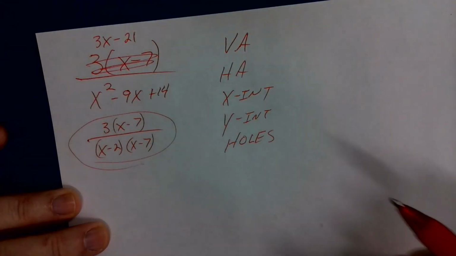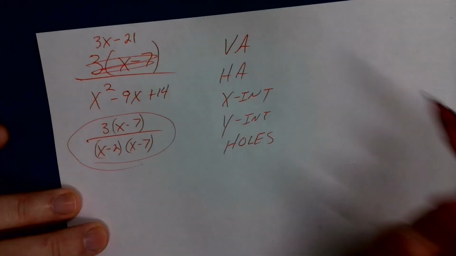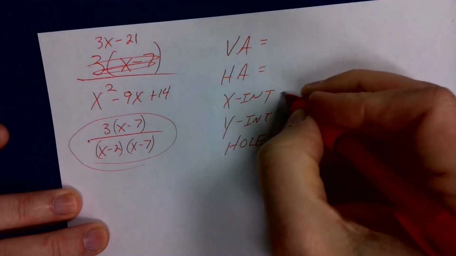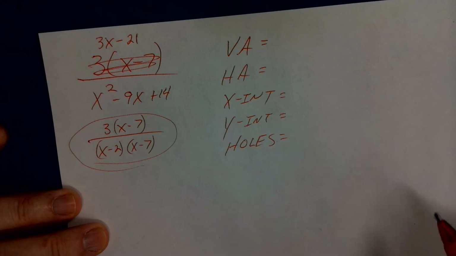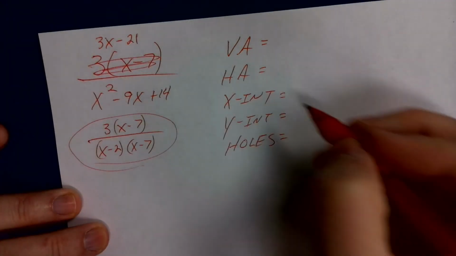Over x squared minus 9x plus 14. Well, in either of these two cases, there's certain things that help you get these answers a little bit easier. Okay, so let's go first. I should be able to do, in my original setup, a horizontal asymptote.